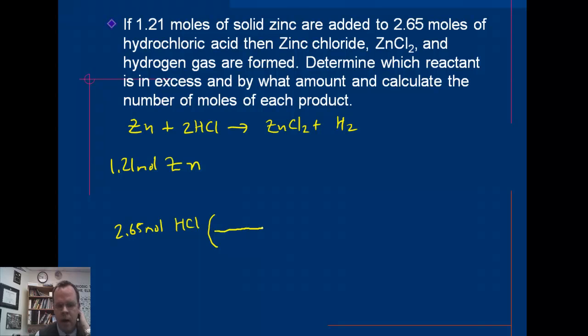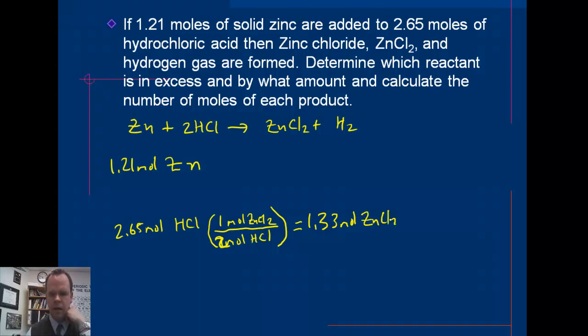Convert them to one of the products. In this case, we want moles of the products, so I'm going to convert to moles of one of the products. In this case, I'm going to choose ZnCl2. It doesn't matter which one you choose for this step, as long as you are consistent. So this is a 2 to 1 ratio. Remember, the ratio comes from the balanced equation. So 2.65 divided by 2 gives us 1.33 moles of zinc chloride. For zinc, we're going to do the same thing, to zinc chloride.